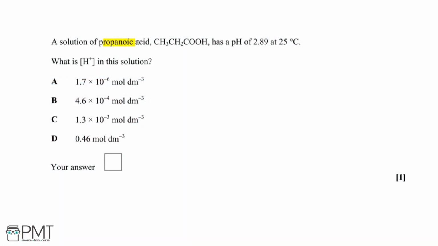A solution of propanoic acid, with the formula shown here, has a pH of 2.89 at 25 degrees centigrade. For this question, we need to work out what the concentration of our H+ ions is in this solution. The square brackets represent concentration. To work out pH, we take the negative log to the base 10 of the concentration of our H+ ions.